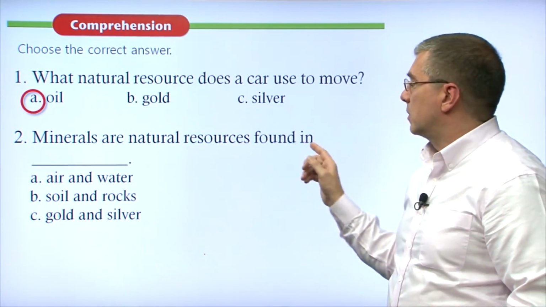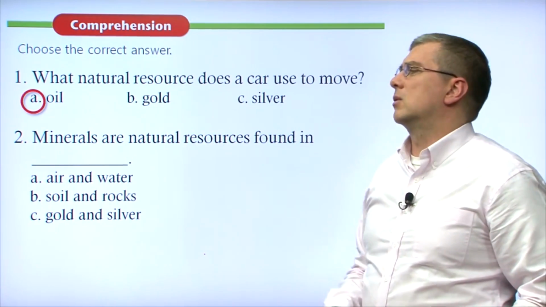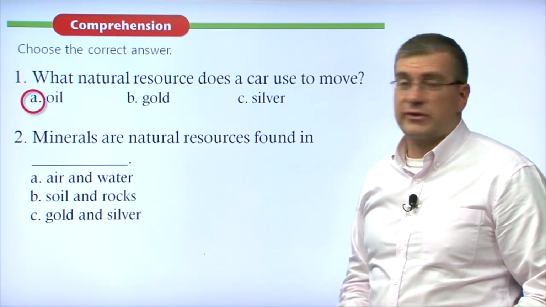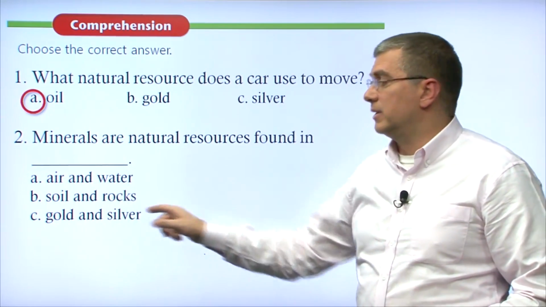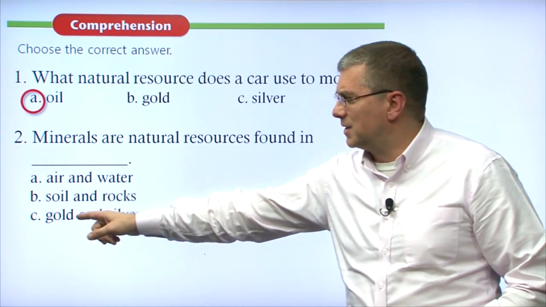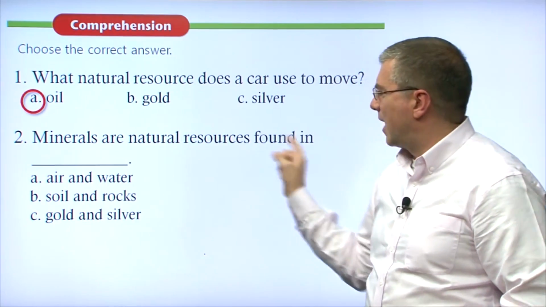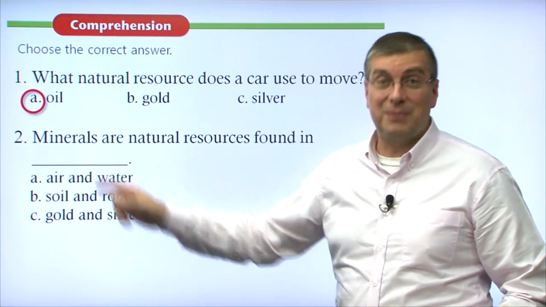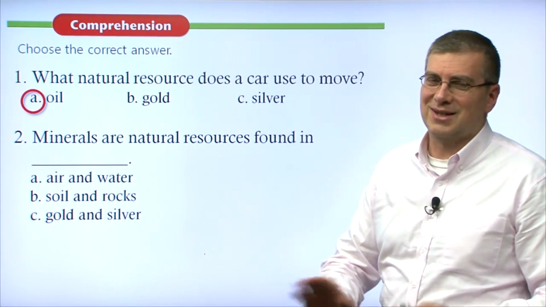Minerals are natural resources found in, where are minerals found? Are minerals found in air and water, A, or B, soil and rocks, C, gold and silver? C, right away, you can see it's a trick question. Minerals are found in gold and silver. It's tricky, right? Because gold and silver are types of minerals, right? So that's kind of a tricky question.